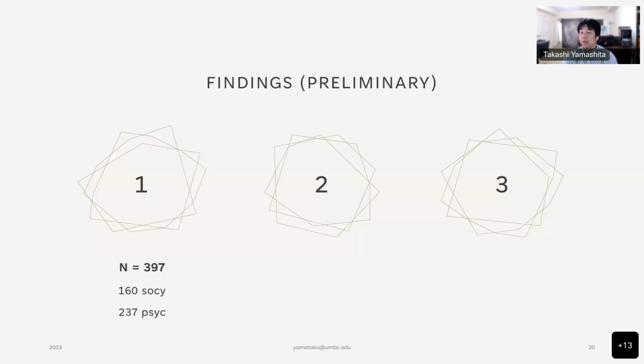So we learned something that we didn't expect. The final sample size was 397: 160 students from sociology and 237 students from the psychology undergraduate program.